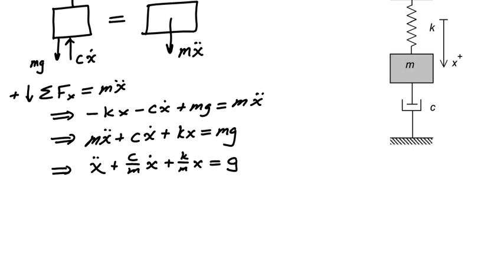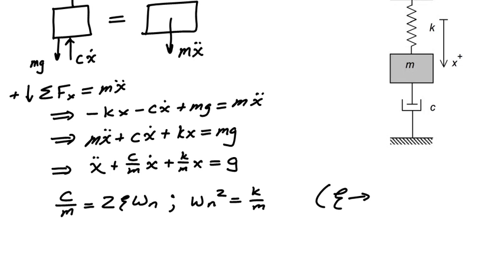Now I should note at this juncture that by definition, the parameter c over m will equal 2 times zeta times omega n, and that by definition, omega n squared will equal k over m. In this case, I want critical damping, and so I'm going to set zeta to be 1. If I do that, the first equation gives me c over m is equal to 2 times omega n, which from our second expression is the square root of k over m.